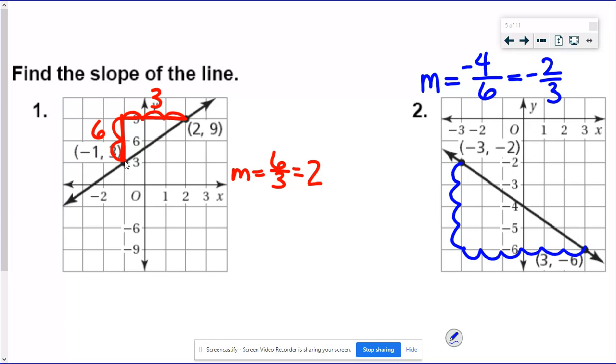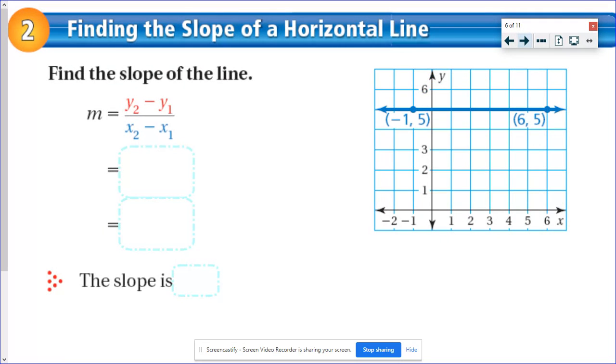What that tells me also, since that did simplify, there should be a point in between my 2 points that was nice. If I would go down 2 and over 3, 1, 2, 1, 2, 3, right there, I hit another really nice point, and then I could do the same thing. 1, 2, 1, 2, 3. The thing about slope is that it's a constant rate of change. If you have a straight line, it doesn't matter which points you choose, you're going to get the same slope between those points every time.